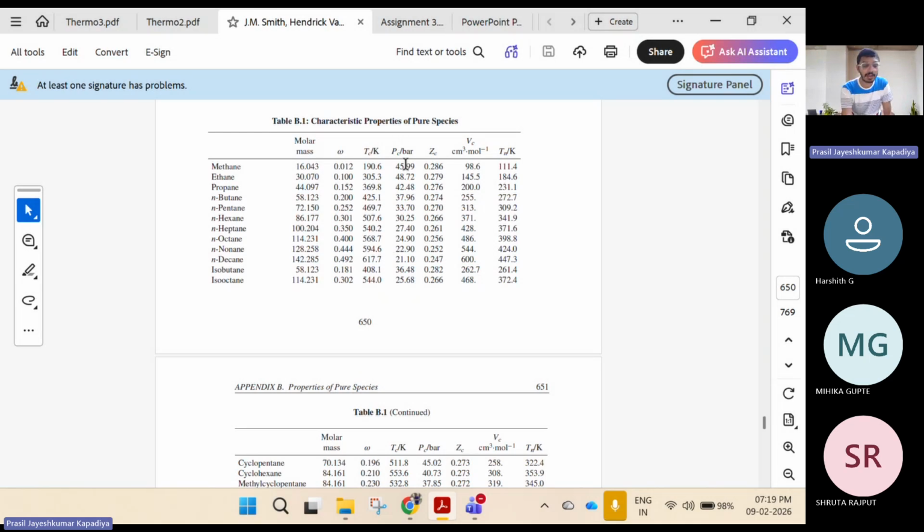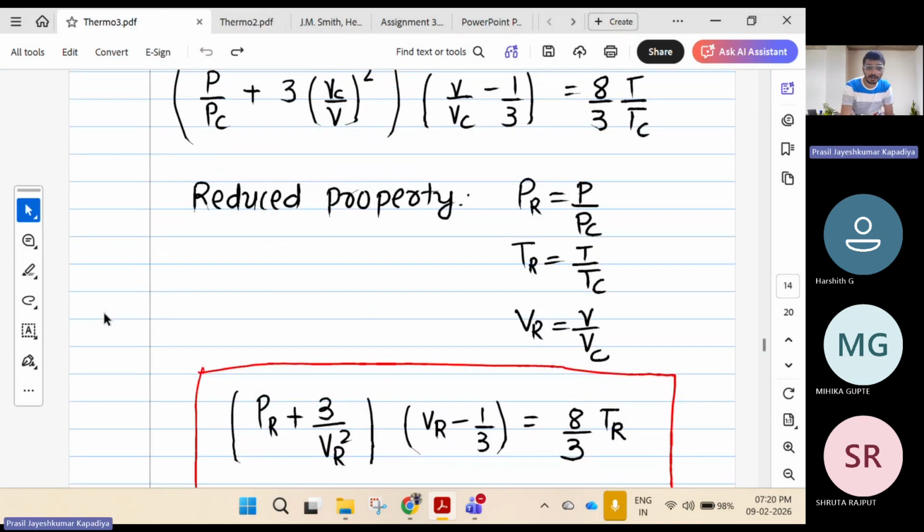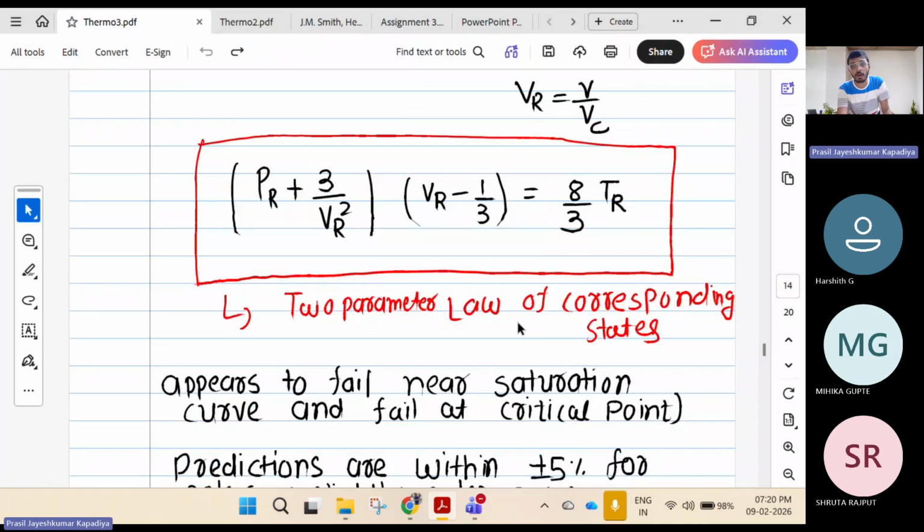So what does this mean? When my PR is equal to 1, if I just change my PC, we can just have a look at the properties by reduced parameters. Here my PR is equal to 1, and here also my PR is equal to 1. So I can just change the PC and get the properties for any gases. So this is the importance of reduced parameters. This is called the two parameter law of corresponding states. By two parameters, it is only dependent on these two.